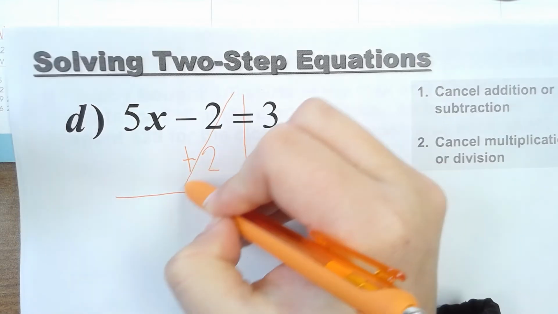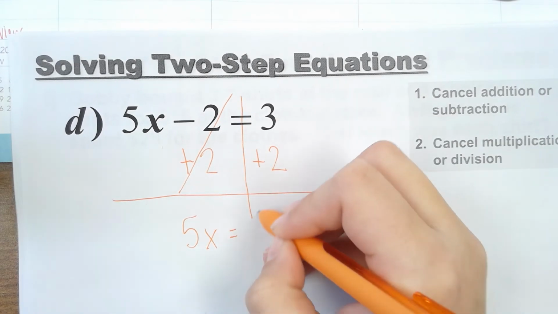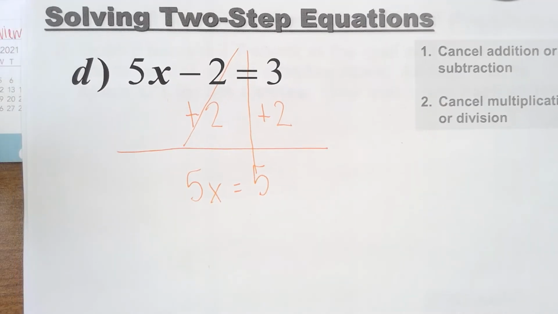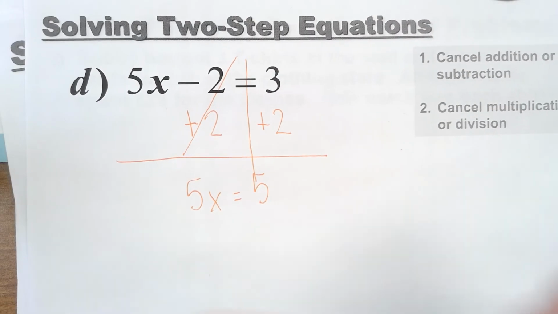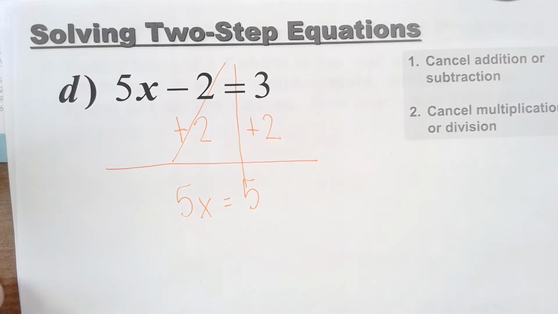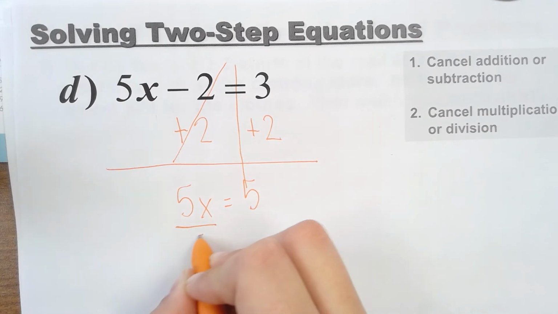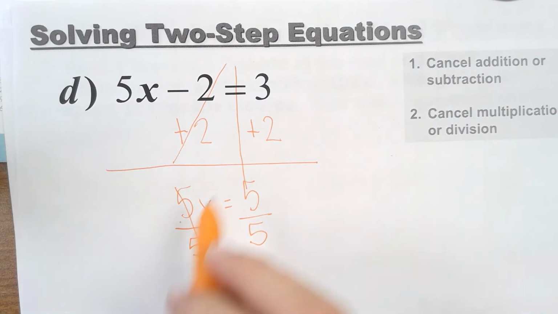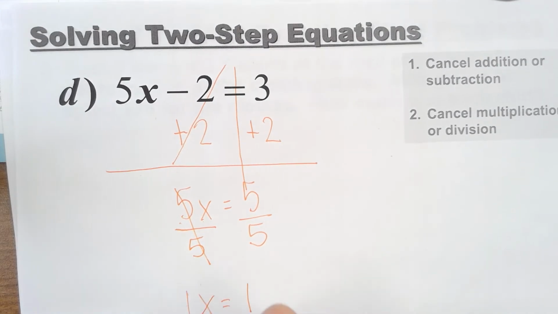So your -2 plus 2 cancel, you're left with 5x equals, and then 3 plus 2 is 5. So here's your step, here's your answer. Now we just have a one-step equation, so to get x by itself, our last step is to divide by 5 on both sides, because the 5 and the x are multiplying, and then we are left with x equals 1.